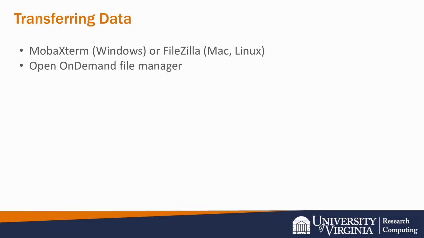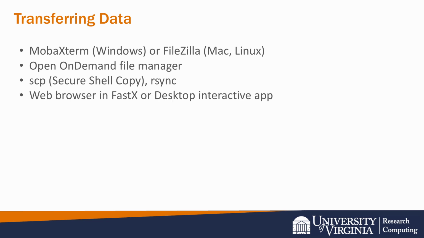There are also command line transfer options. One option is SCP, Secure Shell Copy, which you can use to transfer files through the terminal. Another popular option is rsync. Through the web browser on FastX or the desktop interactive app, you can download data from the internet, including UVA Box or other cloud storage locations. Git is also available from the HPC terminal, allowing you to clone repositories directly onto the system.